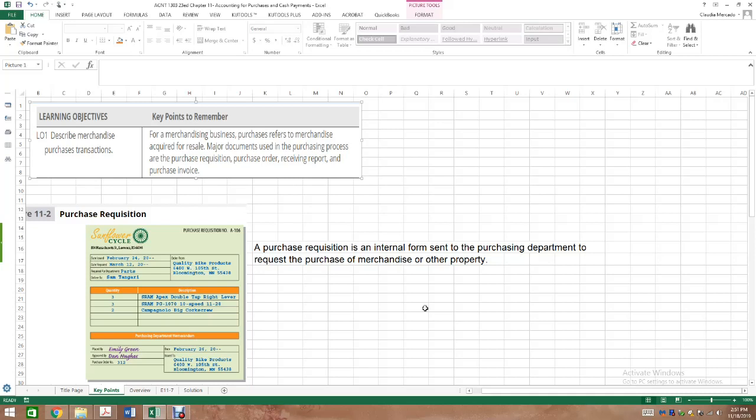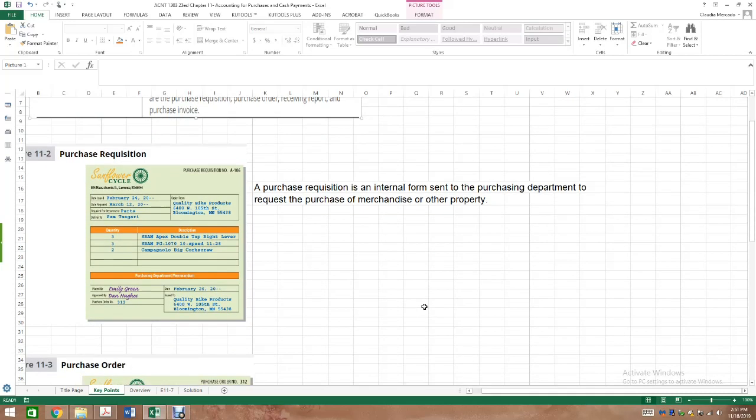Okay, so if I am a merchandising business, well, I can't really sell merchandise unless I've purchased it from someone, right, or somewhere. So this chapter is going to deal with purchases and purchases returns, purchases discounts. Okay, so everything related to purchases.